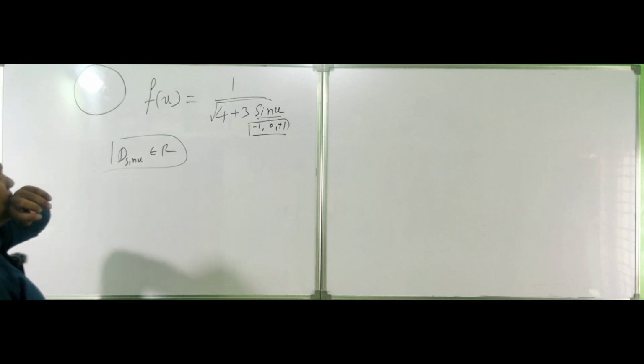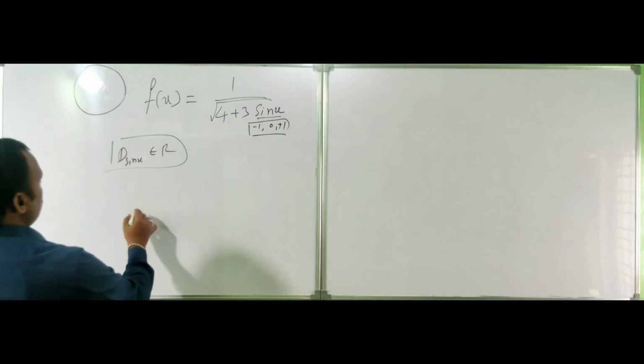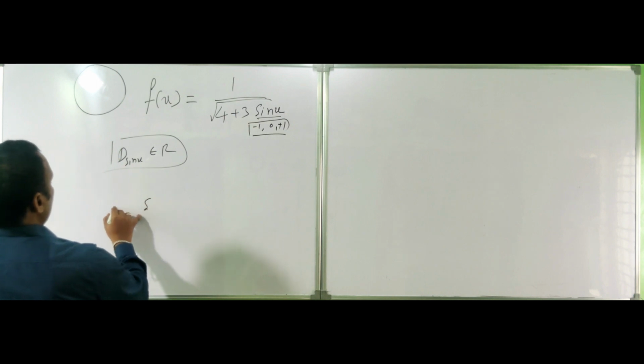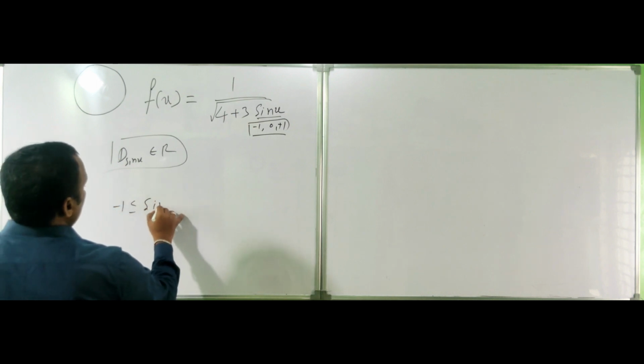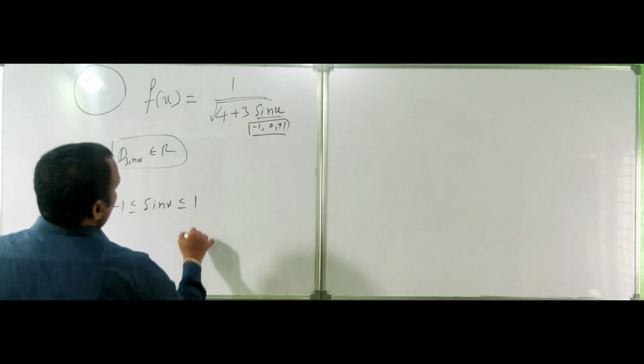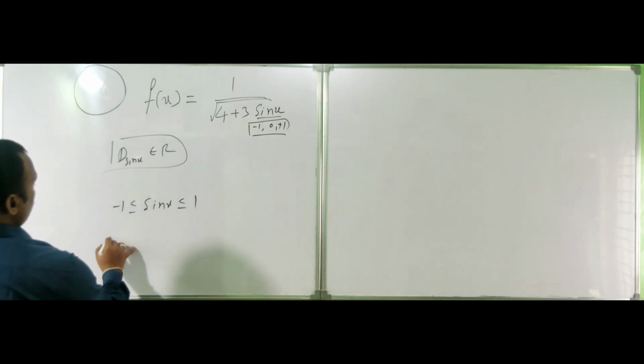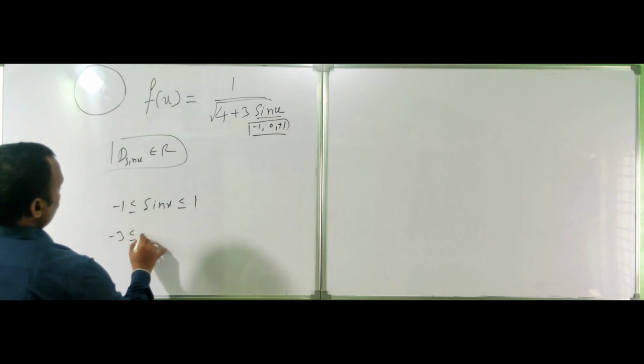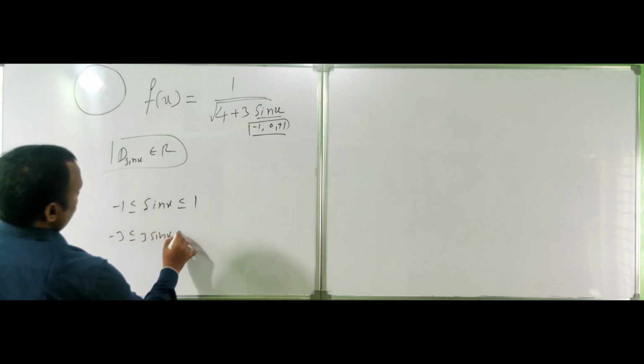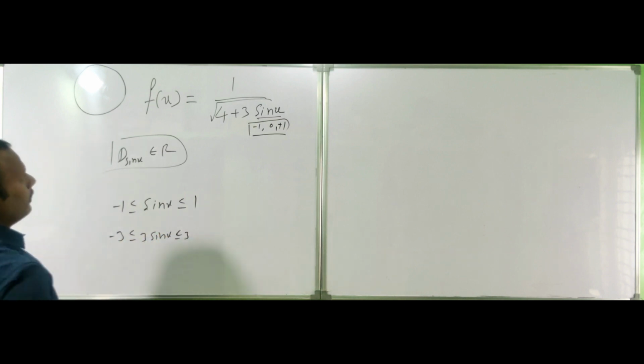So let's see the range. Okay sir, the range is: -1 is less than or equal to sin x, and sin x is less than or equal to 1. So what we have here is 3: -3 is less than or equal to 3 sin x, less than or equal to 3, multiplying.